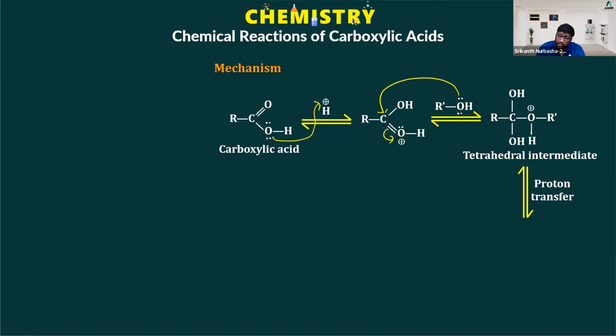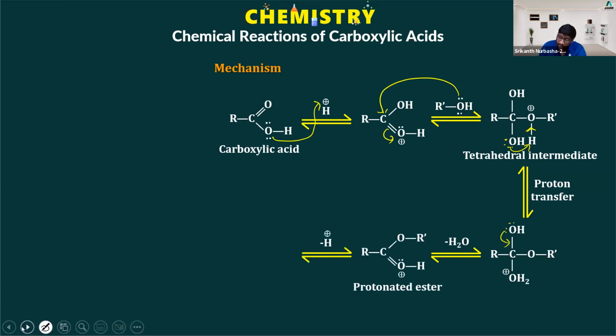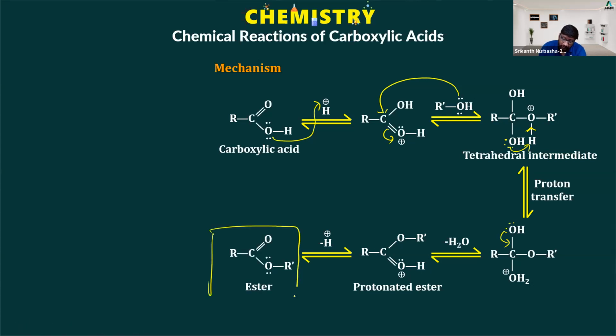Now proton transfer will occur. Why? OH electron density is moving towards oxygen. So a lone pair of electrons on oxygen can pick up the H plus, giving OH2 plus. Loss of water occurs. In the loss of water, a lone pair of electrons on oxygen comes in to generate R C double bond O plus, OH, OR dash. Ultimately, loss of H plus occurs. From the protonated ester, you will generate back the ester. This was the mechanistic approach.